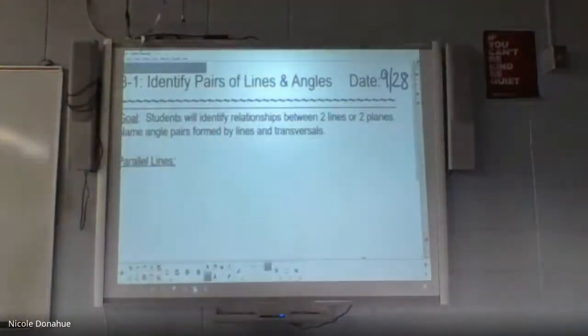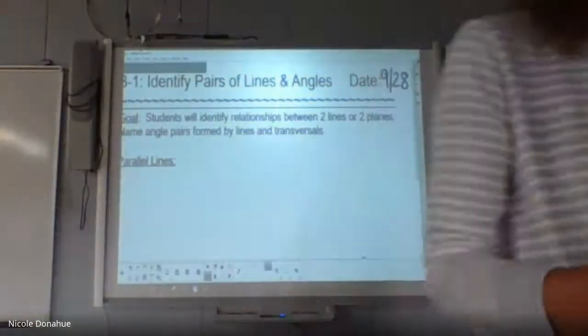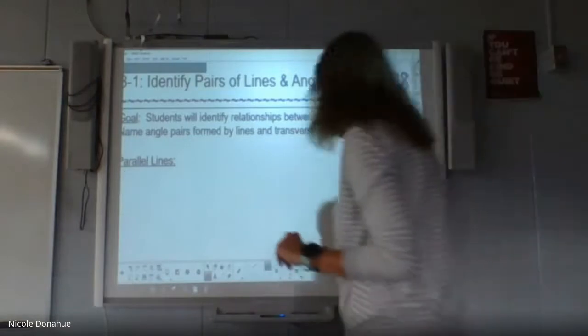So we're going to talk about parallel lines today, which we've talked about before. But parallel lines are going to be important because of the fact that we can do a whole lot with them. So, sorry, let me just grab my note sheets here. So tell me what you guys know about parallel lines. What do you know about parallel lines?